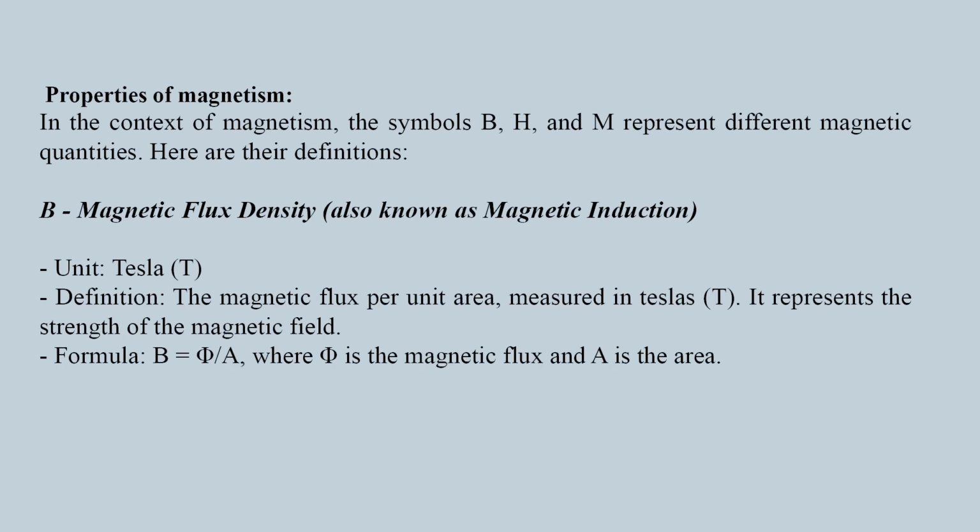Property of magnetism. In the context of magnetism, the symbols B, H and M represent different magnetic quantities. Here are their definitions. B, magnetic flux density, also known as magnetic induction. Its unit is Tesla. Definition: the magnetic flux per unit area, measured in Tesla. It represents the strength of the magnetic field. Formula: B equal to phi upon A, where phi is the magnetic flux and A is the area.